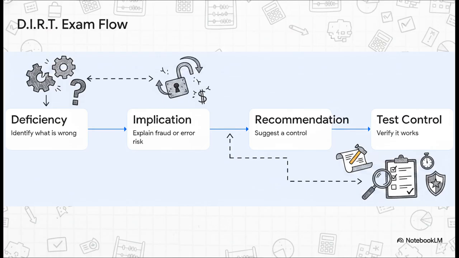When you spot a weakness, first state the deficiency. What exactly is missing? Next, the implication. What's the real-world risk of fraud or error here? Third, offer a recommendation, a realistic way to fix it. And finally, design a test of control to prove your recommendation is actually operating effectively. DIRT is the ultimate cheat code for structuring high-scoring answers.